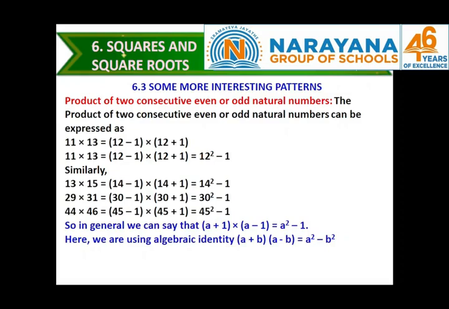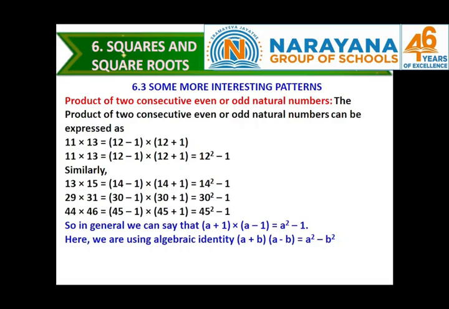Similarly, 13 and 15. What number lies between 13 and 15? Yes, it is 14. So 13 into 15 I am going to express as 14 square minus 1, because 13 means 14 minus 1 and 15 means 14 plus 1. Similarly, 29 and 31. So it is equal to (30 minus 1)(30 plus 1), that is equal to 30 square minus 1 square, that is 1.